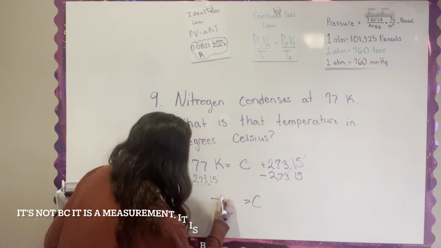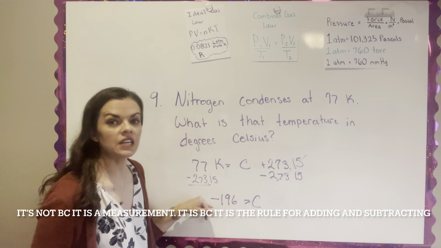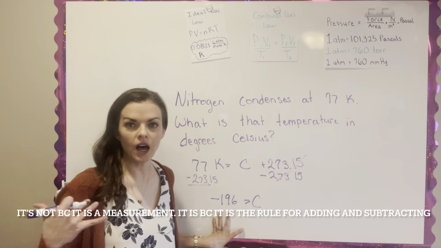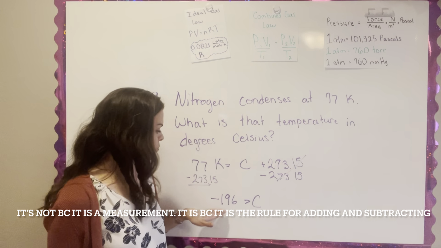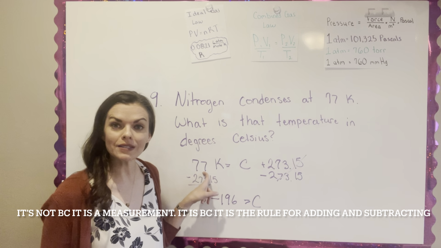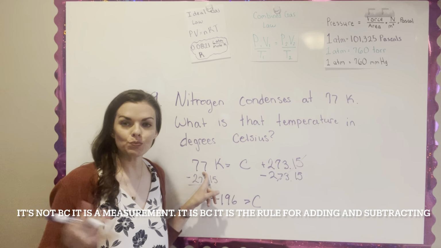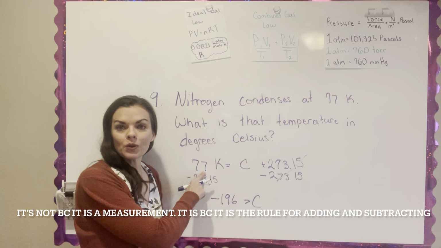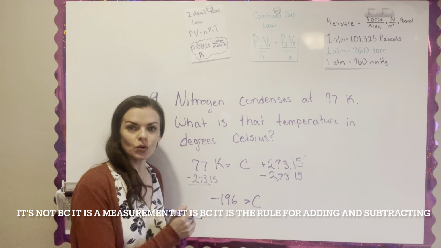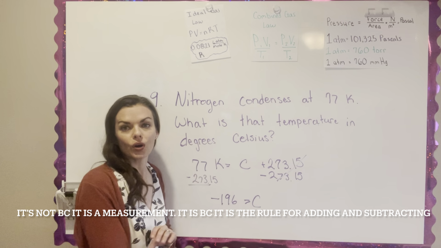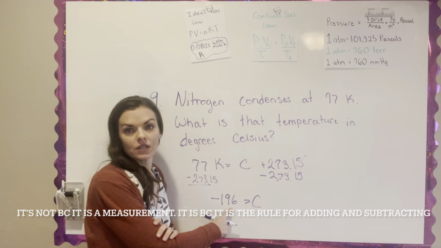And I get negative 196. And I know, Miss Holly, what happened to that decimal, right? But when we're doing significant figures and we're doing them in measurements, we're going to measure it to the least precise number we were given. And so 77 in this measurement, we're actually not giving any decimals. We're only given to the ones place. And so we're going to therefore report our answer to the ones place.